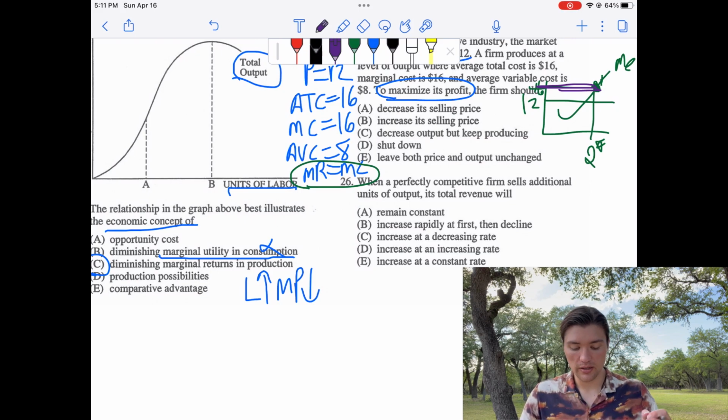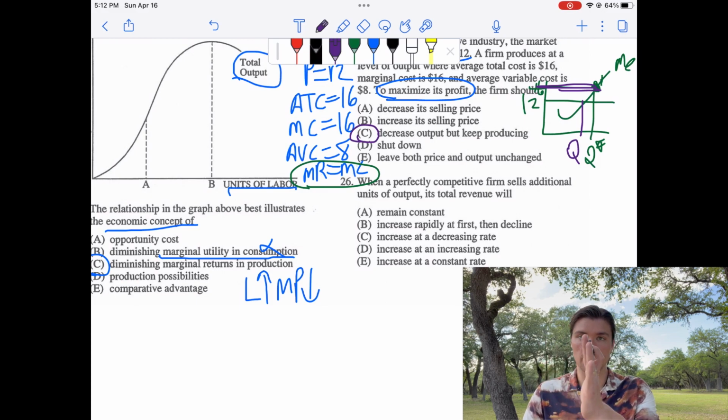So how could we maximize profits? Well, we need to be right here. You need to be at the purple. So should we change our price, or should we decrease output to maximize profits? We should decrease the output to get us back to MR equals MC. Okay?